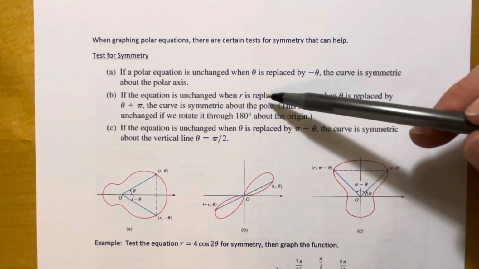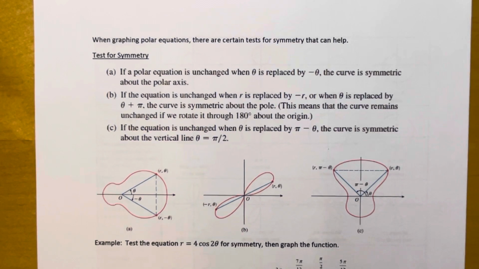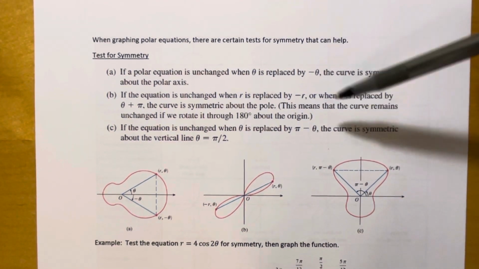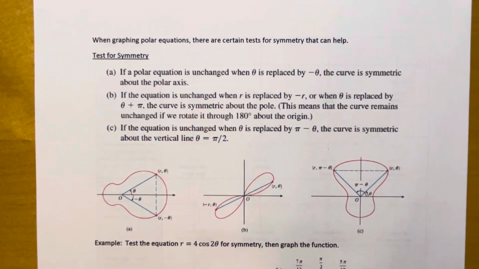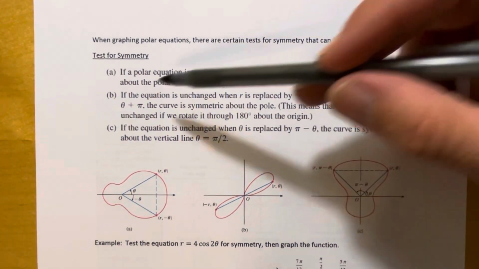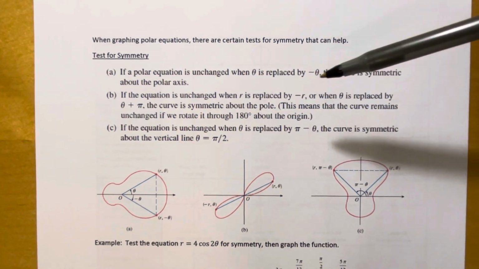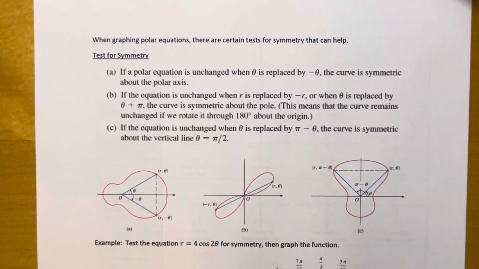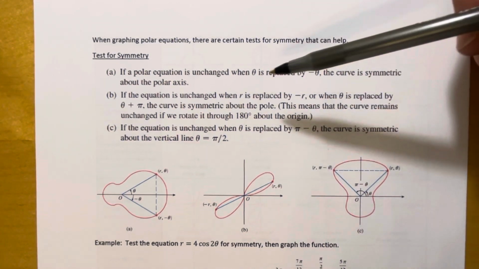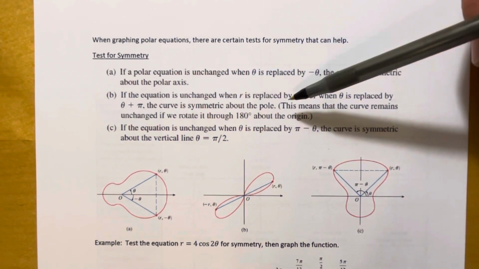Okay? Second one, if the equation is unchanged when r is replaced by negative r or when theta is replaced by theta plus pi, because remember, these two things accomplish the same goal. When you replace r with negative r, it's the same thing as rotating that point through an angle of pi. Then in this case, we say that the curve is symmetric about the pole.